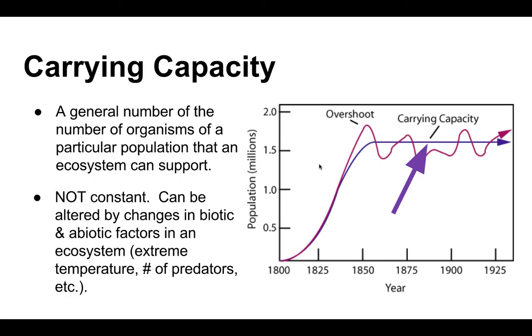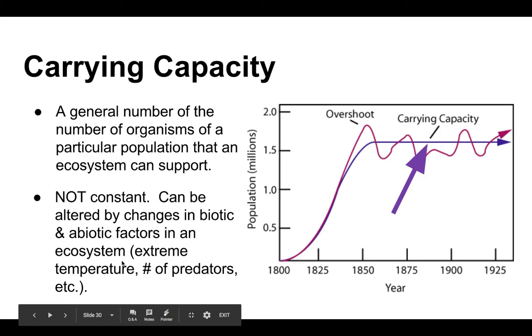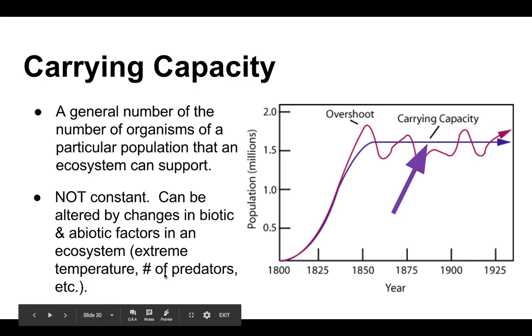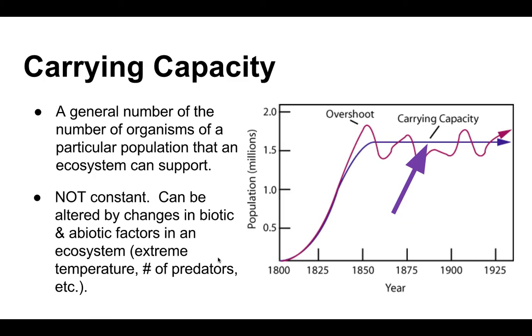So another important thing to keep in mind is your carrying capacity is not constant. It can be altered. It can be altered by changes in biotic and abiotic factors. So, for instance, imagine for humans that right now we have about 7 billion people living on planet Earth, and because of the innovations we've made in technology, we could probably hold about 9 or 10 billion, and there's still some debate on what that could be.